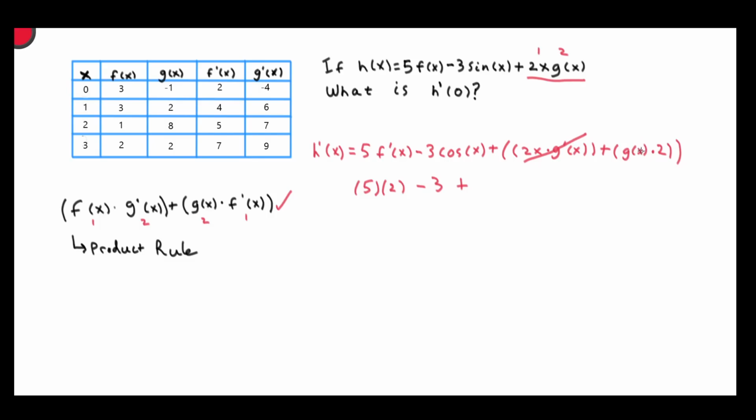So we have g of x at 0 is negative 1. And then we just multiply that by this 2 value. So it's negative 1 times 2. And then we can just solve this all out. So we have 10 minus 3 minus 2. And that gives us a final answer of 5.